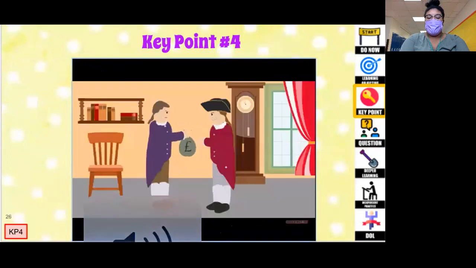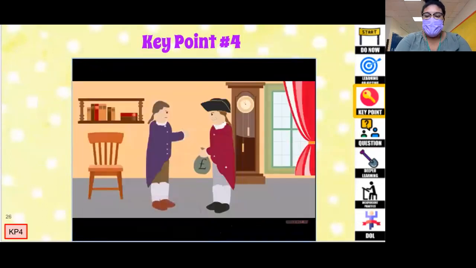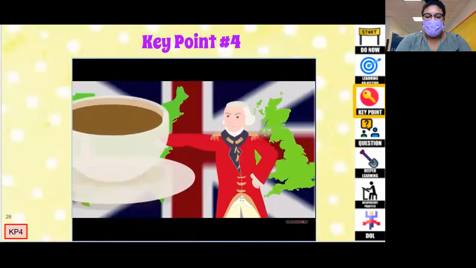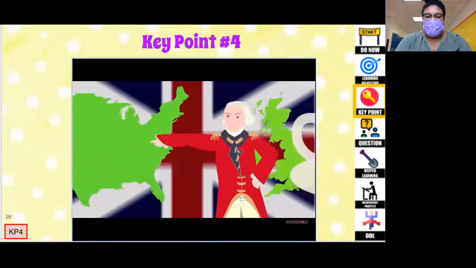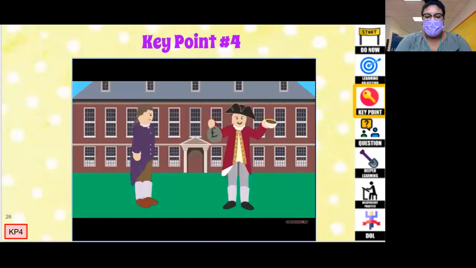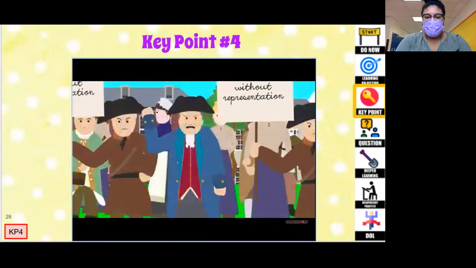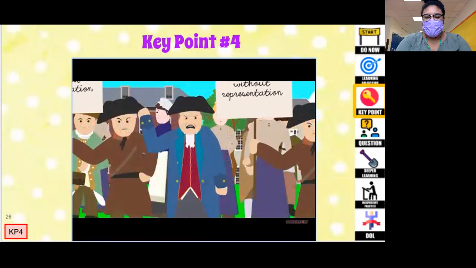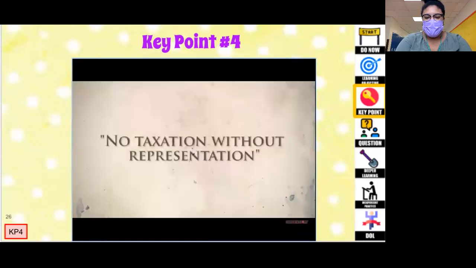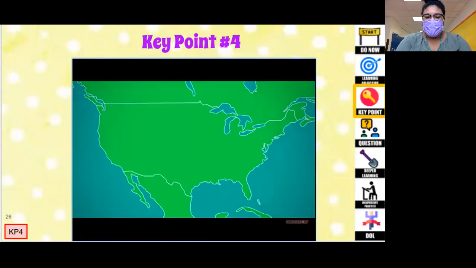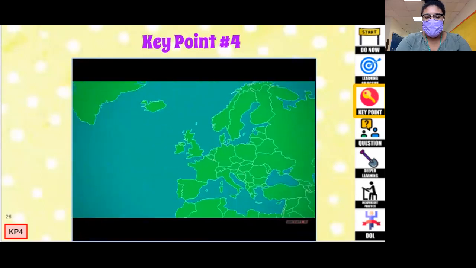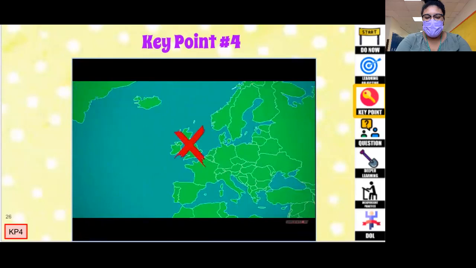1773. The Boston Tea Party was a protest against British taxation. In 1773, the British Parliament passed the Tea Act. This meant that the British East India Company had a monopoly on the American tea trade. The colonials were angry. There were public protests throughout the colonies over this interference in American business. Cries of "no taxation without representation" were made. This meant that colonial Americans wanted to be taxed by American representatives, not the British Parliament.